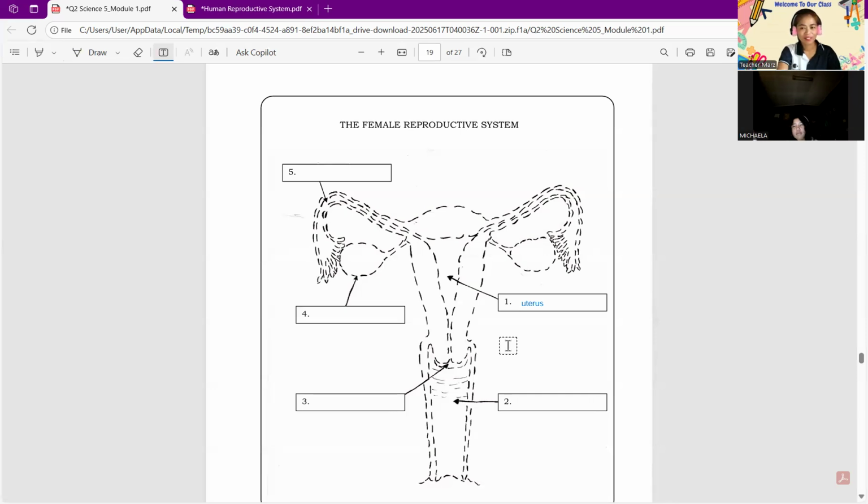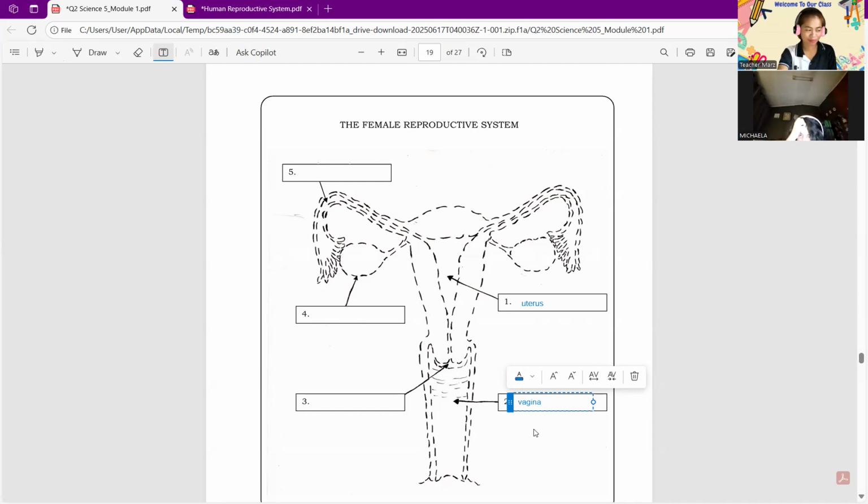Where the baby develops. Okay, very good. Yes, uterus is the place where the fetus develops. So how about number two? Vagina. Yes, very good. It's a vagina.